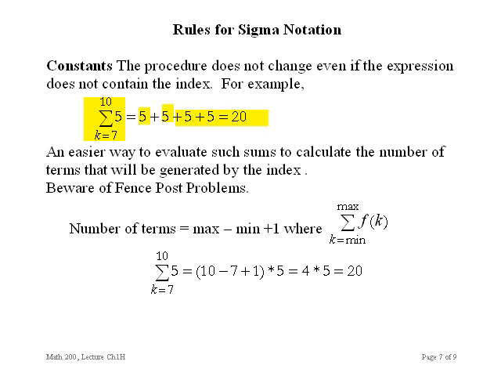There's an easier way to evaluate sums of constants, and that is to figure out the number of terms. To do that, you take the maximum, in this case 10, subtract the minimum, and add 1. So here we go. This would be 10 minus 7, that's the max minus the min, add 1. So we get 4 times 5 is 20.